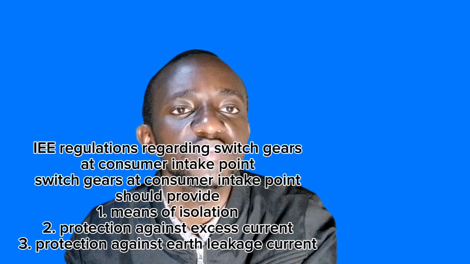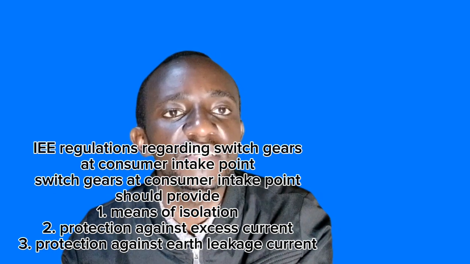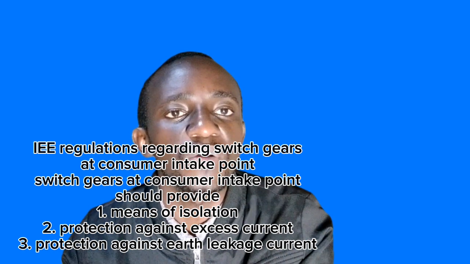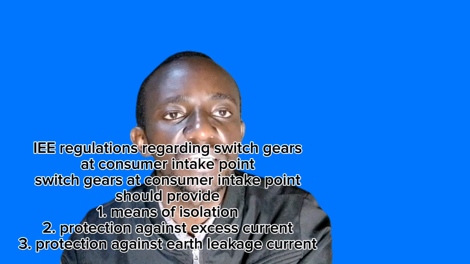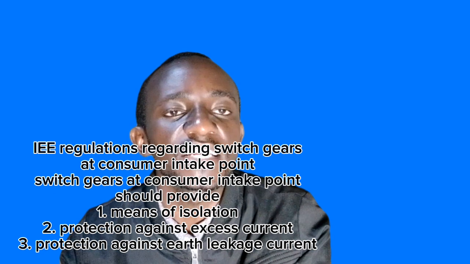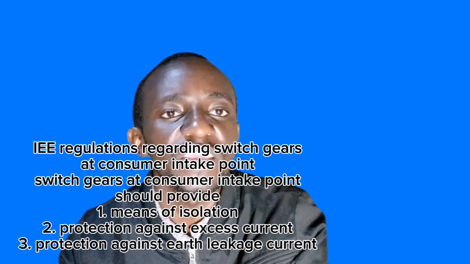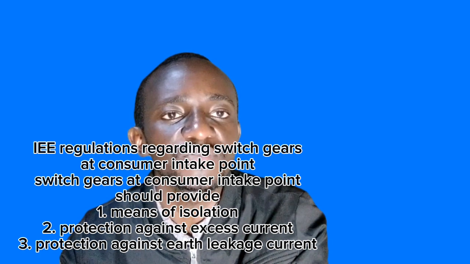There is an institute called the Institute of Electrical Engineers, commonly known as IEE, that gives regulations on how a wiring system should look. They have recommended that all the switch gears at the consumer intake point should have at least 3 qualities. One of the qualities that the switch gears should have is a means of isolation. If you look at the cutout, it can be plugged out. That is what we call a means of isolation.